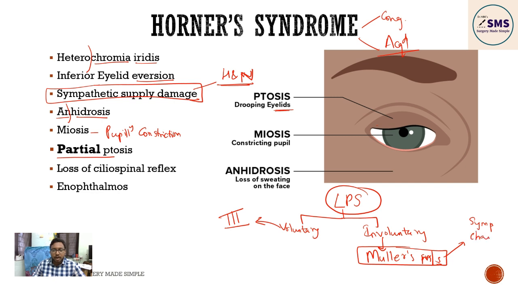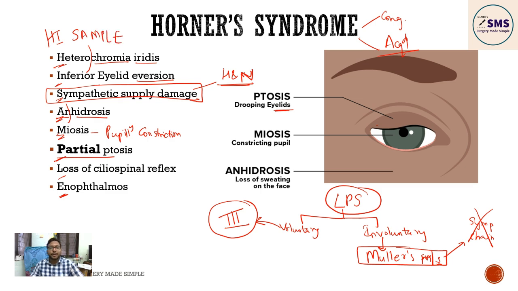Sympathetic chain. Now, in Horner syndrome, what is damaged? Only the sympathetic system is damaged, whereas the third cranial nerve is still intact. That is why there is only partial ptosis, but not complete ptosis. So these are all the things you should remember in Horner syndrome. You can simply remember with a mnemonic: high sample, high sample, right? So this is about Horner syndrome.